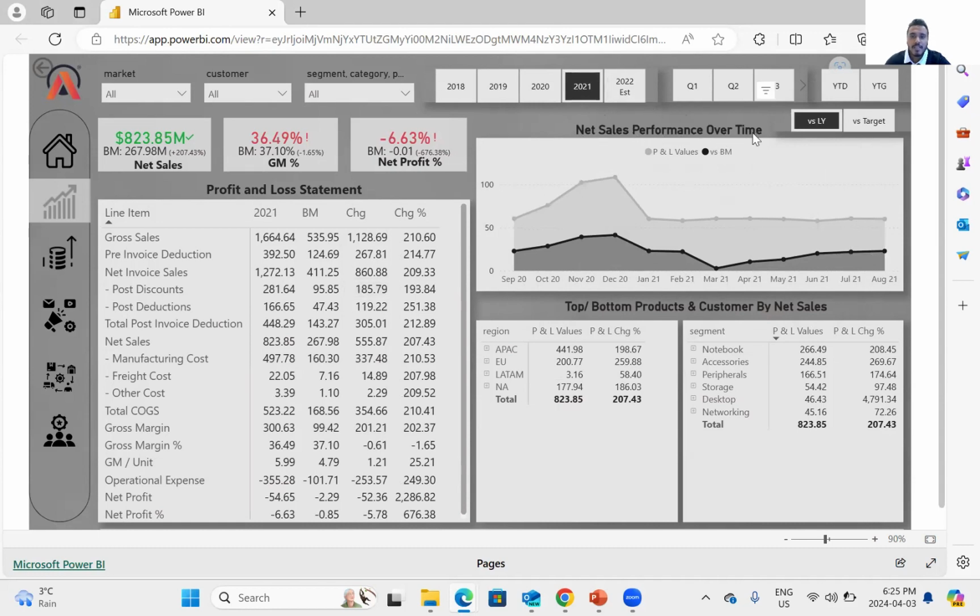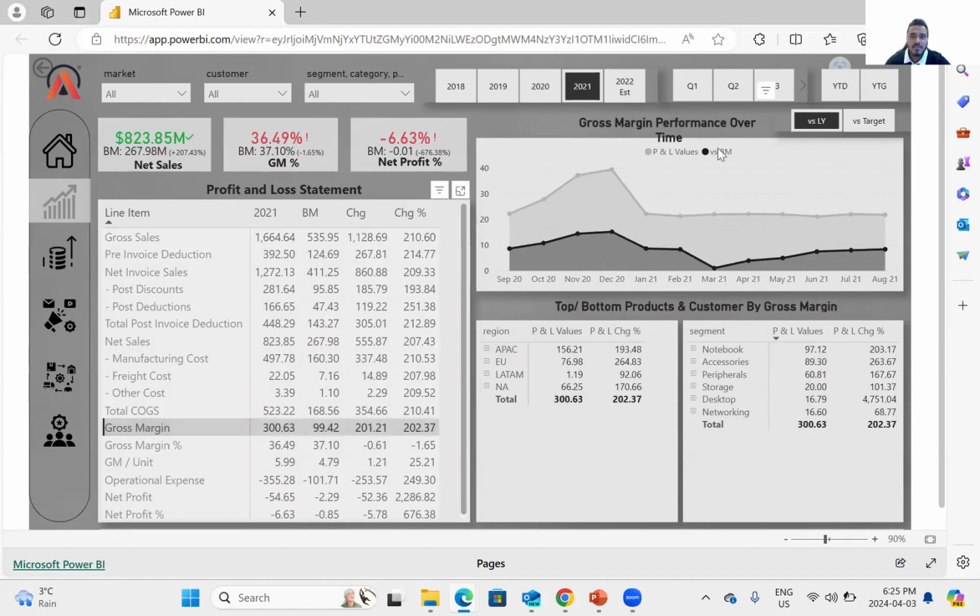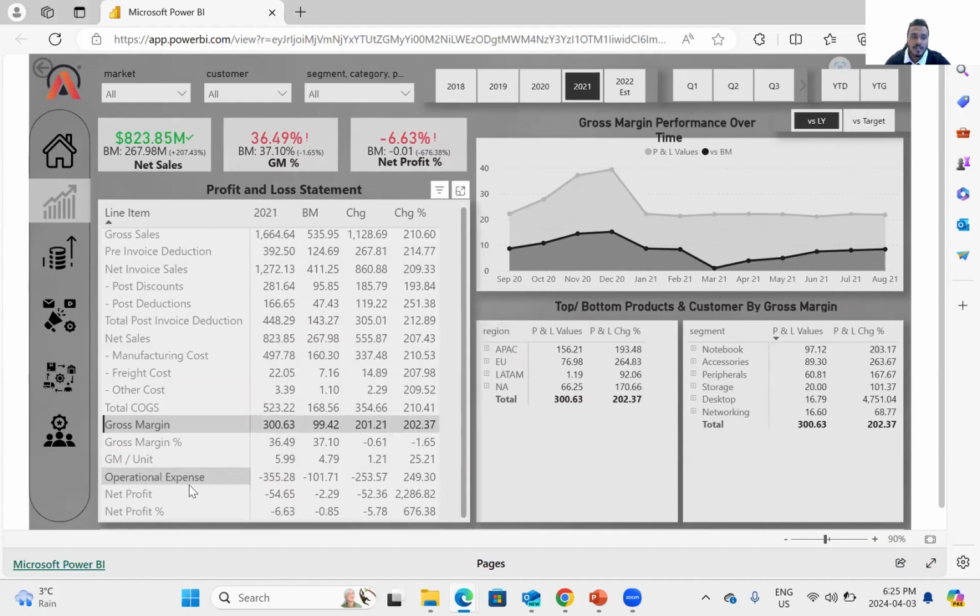This dynamic title, I love it. But to say that it was created using DAX during dynamic, but by default it is net sales. For example, if we go for the gross sales in 2021 year, you will see here the gross sales, right? And it will show you the values and the products and the customer according to the gross sales, and you can see the gross margin. It will show you the gross margin, right? And net profit, you can see that.